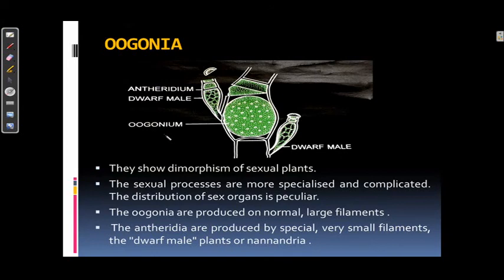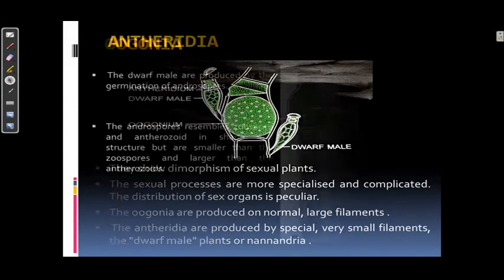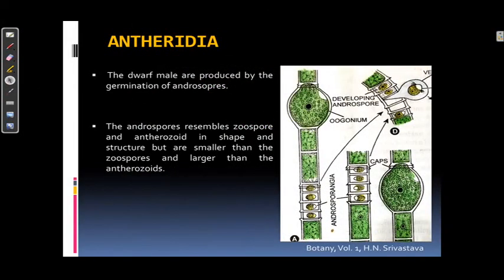As I said, the oogonia are produced on a normal filament, which we have already studied in the Macrandrous species. But the antheridia are borne on a special small filament, which is known as the dwarf male, or you can also call it nannandrium. So let's know about how this small dwarf male is formed.